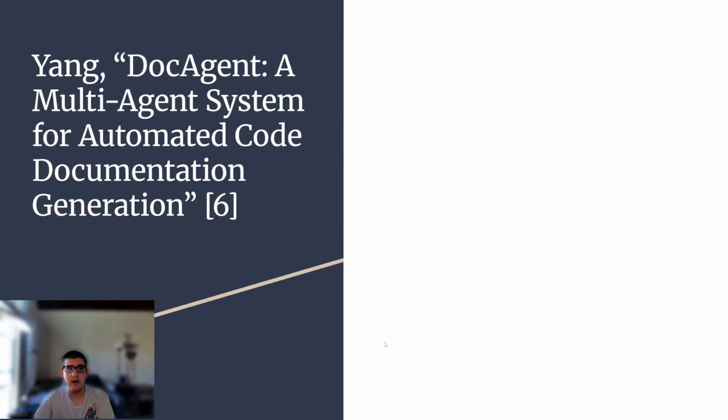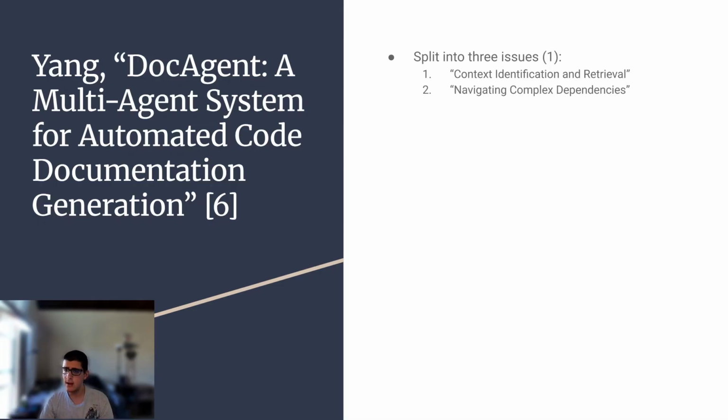The next paper is from Yang, DocAgent, a multi-agent system for automated code documentation generation. They identify three main issues. The first is context identification and retrieval, figuring out what is the wider situation around the code and getting the needed information. Second, navigating complex dependencies, so often one file takes information from another, and if you have a very long chain of these needs, it can be really problematic. And third, robust and scalable evaluations, evaluating the result automatically as you generate.